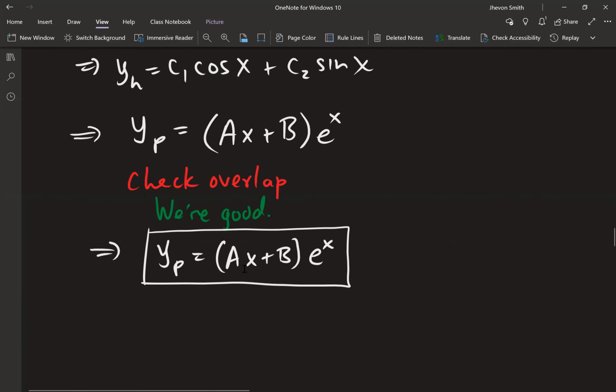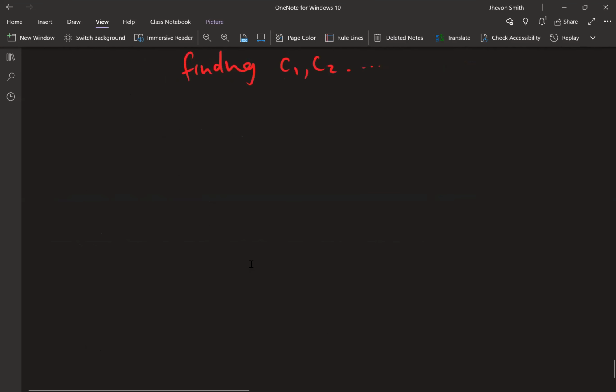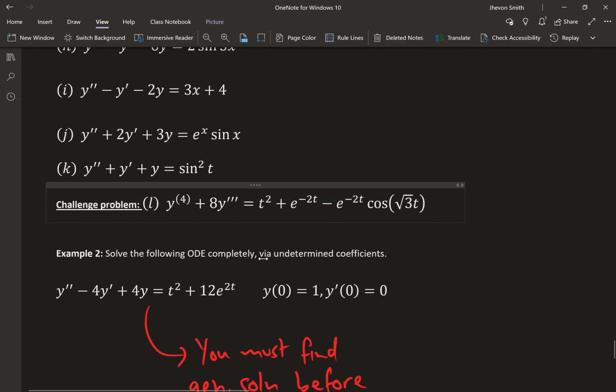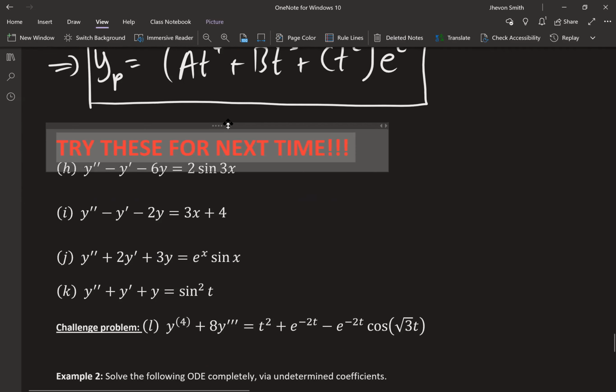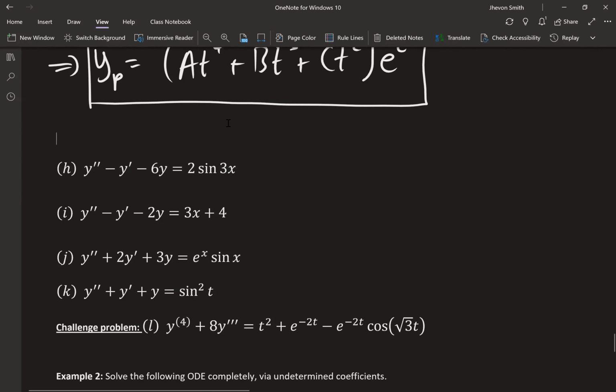We had many examples to get through. We got through a bunch, but we still had a bunch more to get through. So I asked you guys to try this for next time, and hopefully you did. So we are going to start there.